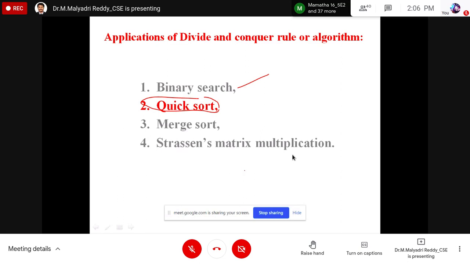Next point: in quicksort, the left part elements are all smaller than the pivot, and the right part elements are greater than the pivot element. The same process is repeated until you get the atomic problem, that means a single element. Once you reach that, we start the solution for that by comparing. You get the final solution in quicksort.